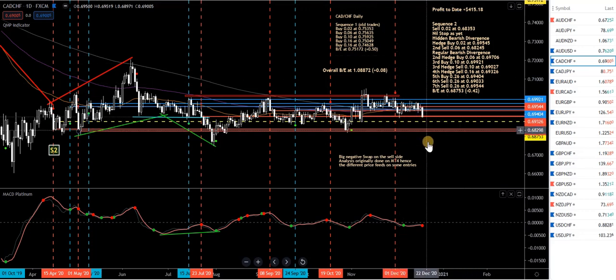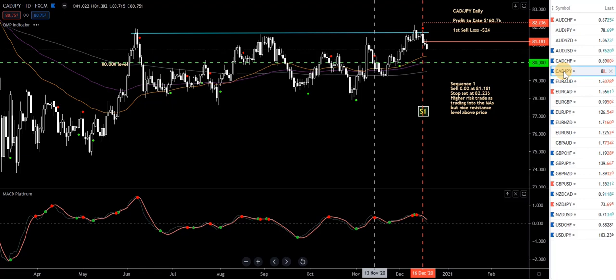So hopefully we'll get down here and get this closed out on this sequence 2, which is dragging out also. So it's the CAD Swiss, CAD Yen in a sell trade. That's all I'm in at the moment.